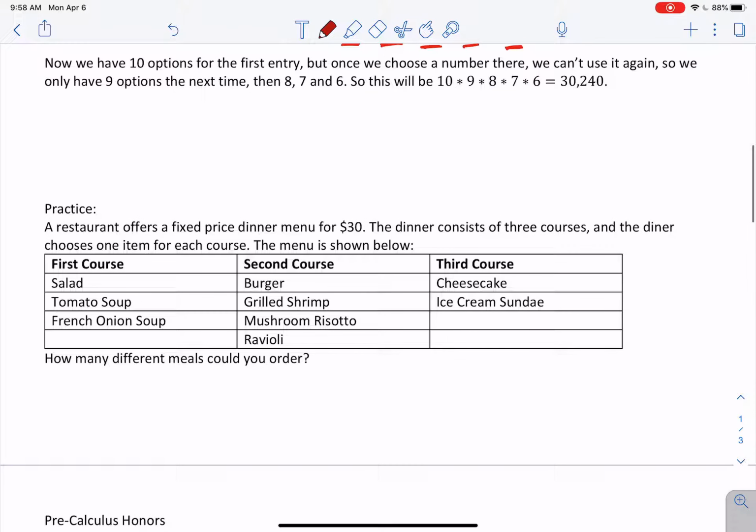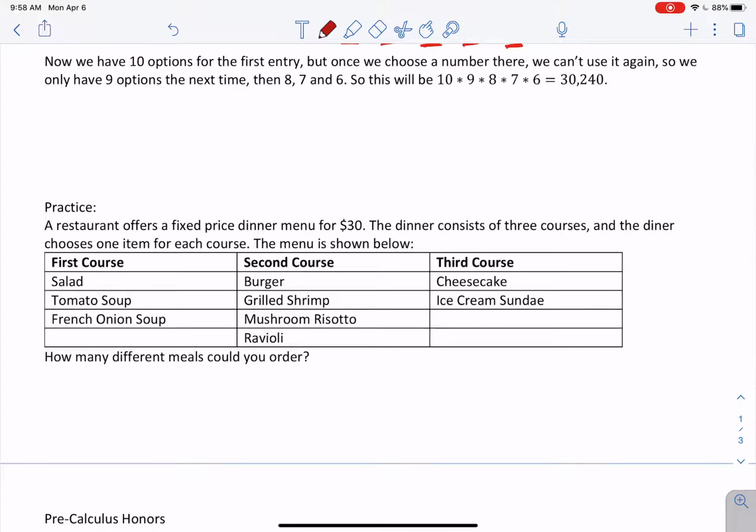So here's a practice problem. You have a menu at a restaurant. It's a fixed price dinner. You can get a first course, second course, and third course, and you can pick one from each course. So how many different types of meals could we order? Well, pause the video, do it on your own, and I'll go over it again.